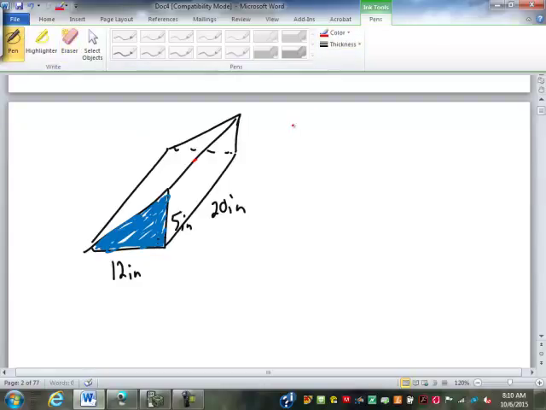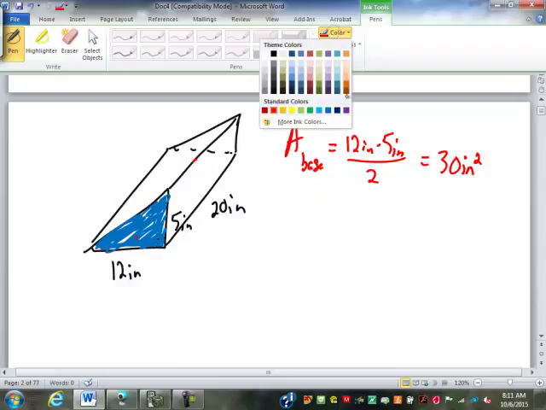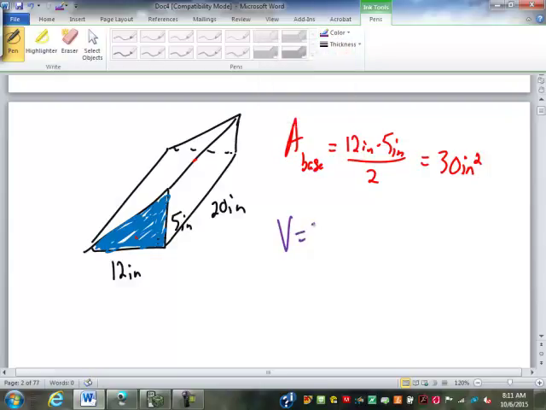So when I'm going to find the area of this, the area of the base is the area of this triangle. So that's going to be 12 inches times 5 inches. And of course, since it's a triangle, I got to divide by 2. So 30 inches squared. So now my volume will be the area of that base, 30 inches squared, times the 20 inches. Notice the 20 isn't a height anymore because it doesn't go up and down. It's a distance from where the base started to where the base stopped. Yeah, it's the depth in this case.